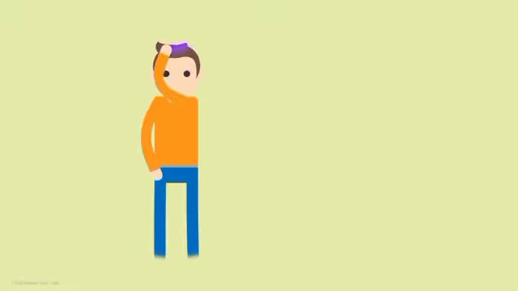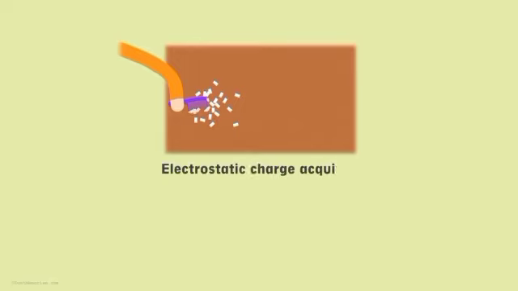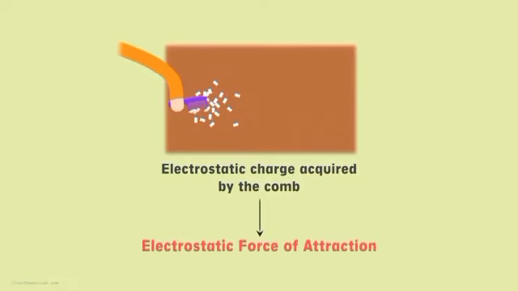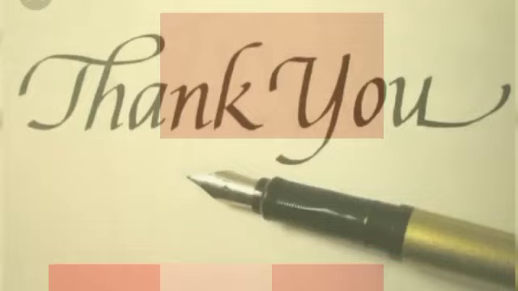Here is one more experiment you can perform at home. Rub your hair with a comb for some time and then bring this comb near small pieces of paper. The small pieces of paper get attracted towards the comb. Why are they attracted to the comb? Can you tell me the reason for this? When you rub your hair with the comb, it acquires some electrostatic charge, and this charge is responsible for the electrostatic force of attraction between the small pieces of paper and the comb.